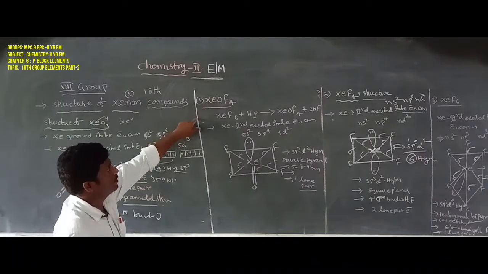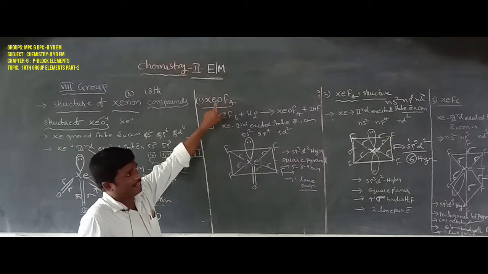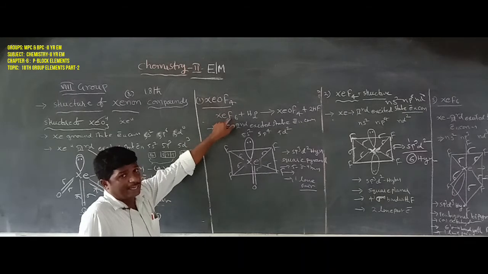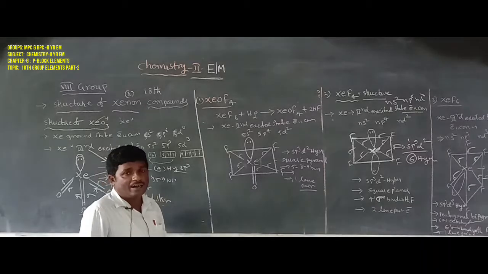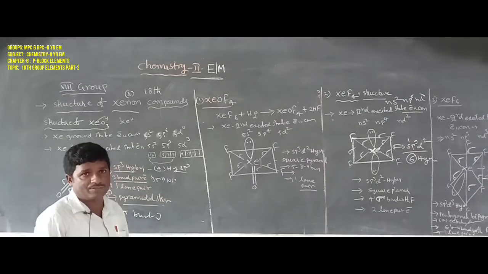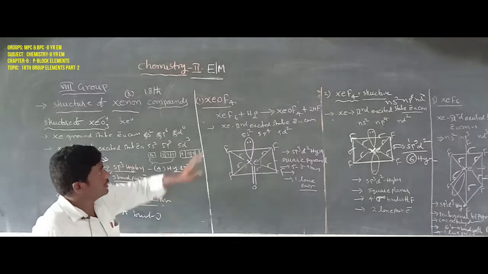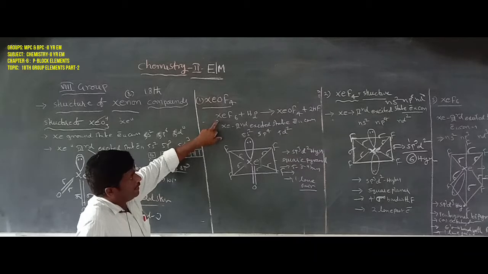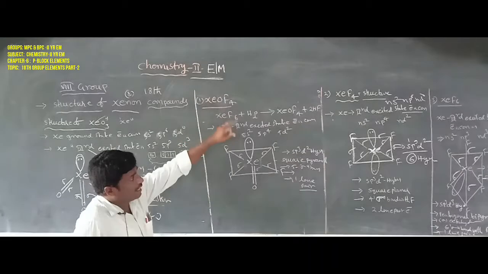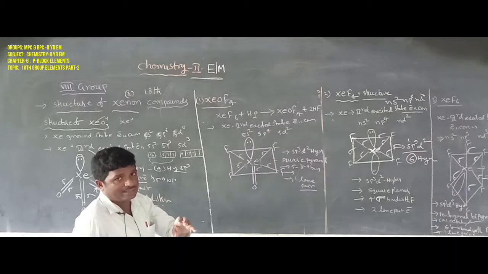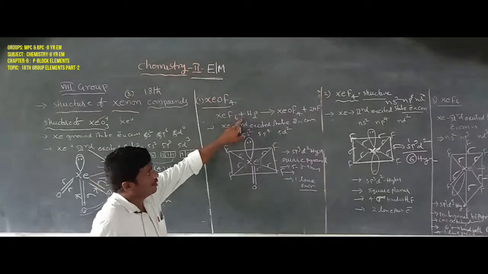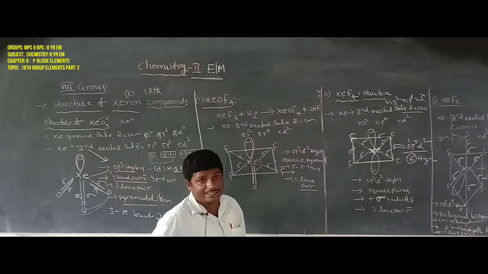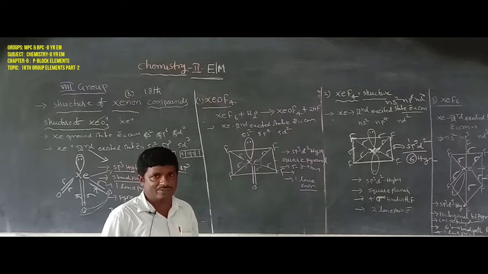Next, an oxy compound of xenon: xenon oxytetrafluoride. How is xenon oxytetrafluoride prepared, and explain its structure? That is an annual question. First, the preparation: xenon hexafluoride is dissolved in water, forming xenon oxytetrafluoride and hydrogen fluoride.